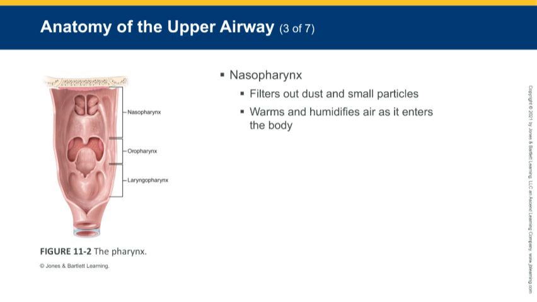The nasopharynx is the uppermost part of the pharynx and serves as a passageway for air entering through the nose. It contains mucous membranes and cilia that filter dust and small particles. Additionally, it plays a role in warming and humidifying the air before it moves further into the respiratory system.